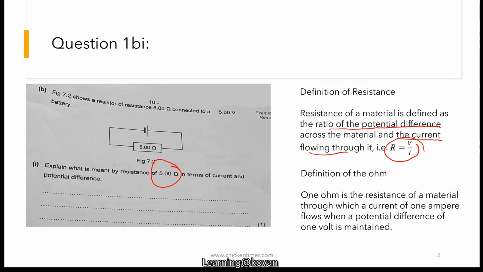So 1 ohm is the resistance when a current of 1 ampere flows when a potential difference of 1 volt is maintained. So if you look at this, 1 volt is maintained, current of 1 ampere flows through, and then the resistance is 1 ohm. So this is when it's 1 ohm. So now your question, they ask for the definition, the meaning of 5 ohm.